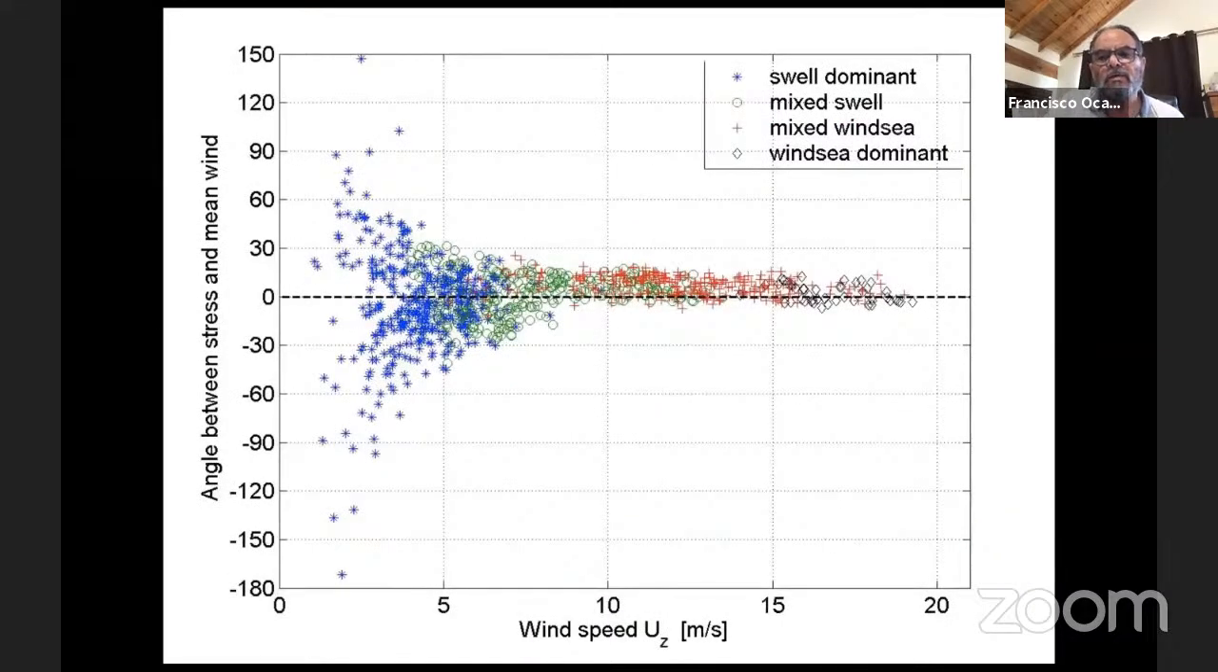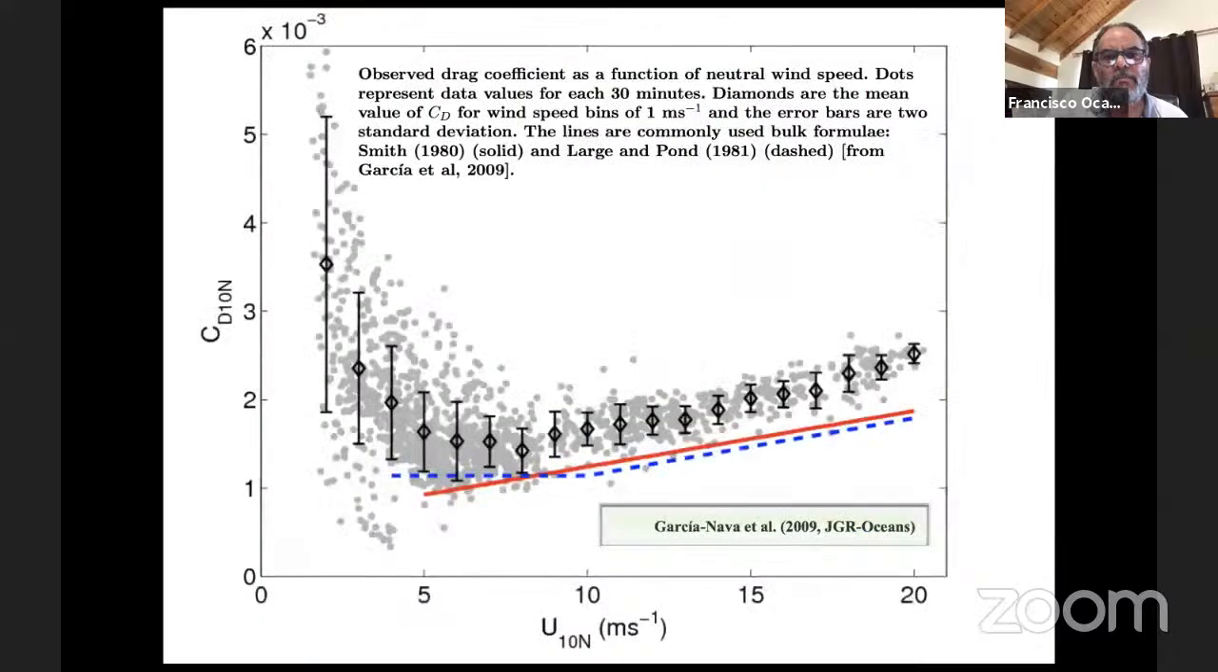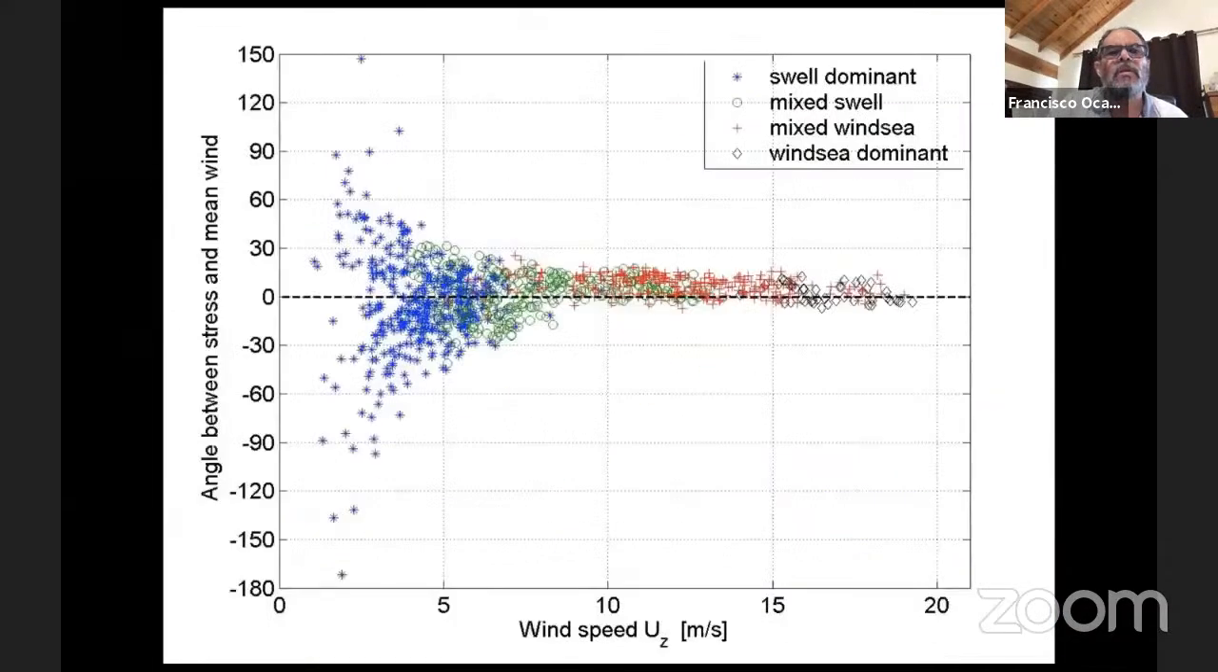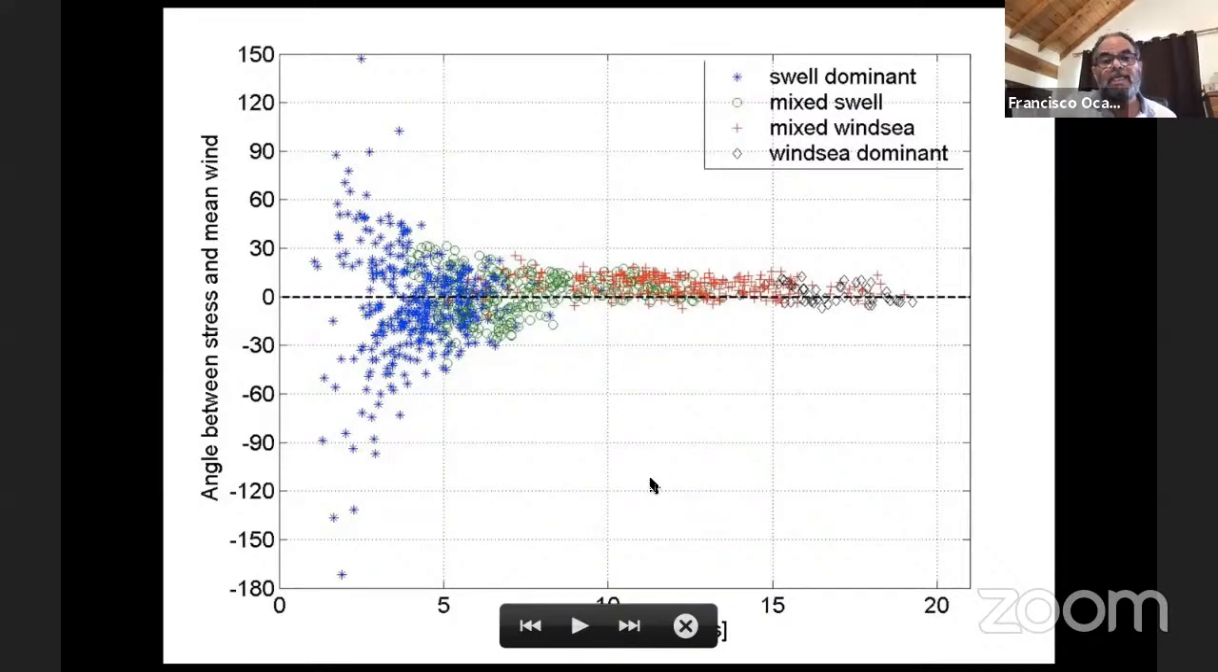Another interesting result that we obtained is, because we managed to estimate the wind stress directly, you can see that this is a vector, right? So this vector has a direction. And if we compare the direction of that wind stress with the direction of the mean wind, this results as a function of the wind speed. What we can say here is that during low to moderate wind conditions, the direction of the wind stress is not aligned with the mean wind. It is aligned only for moderate to high wind conditions.